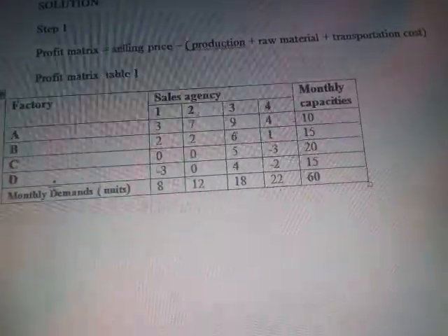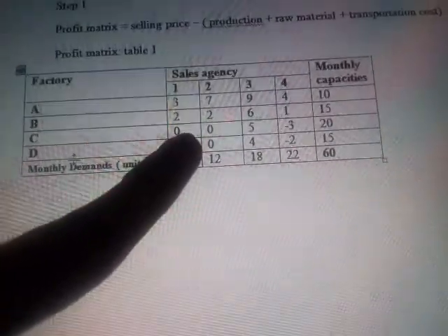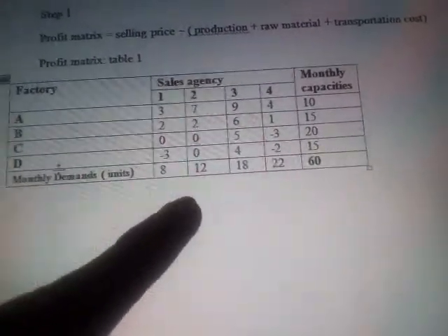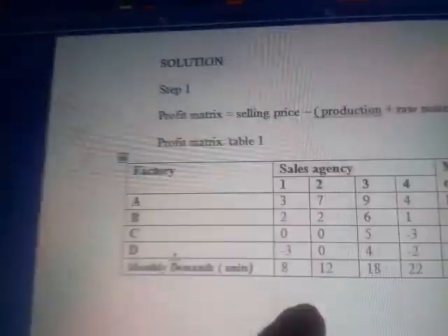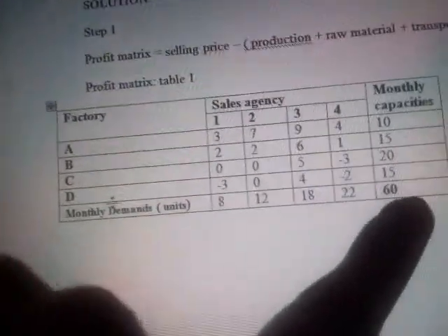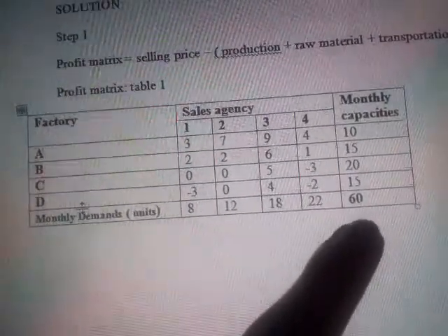Then you can find out UV method. So with this table we can't find out, okay, because it's a profit matrix. Now you have to convert this profit matrix into cost matrix, regret table. That is called regret table. How to do it? First you have to check whether it's a balanced or unbalanced. If it is not balanced, add dummy row or dummy column, okay.